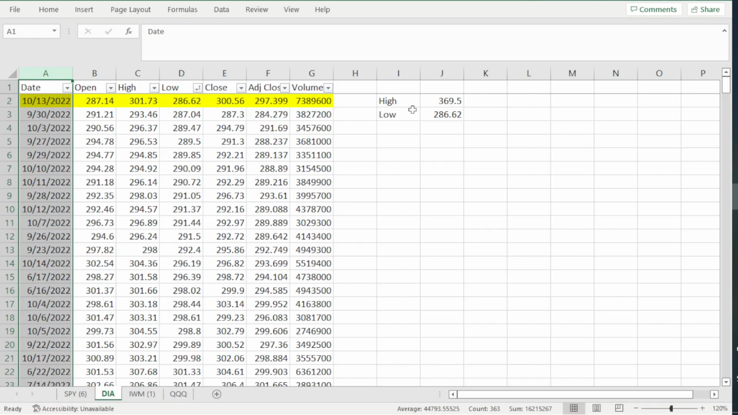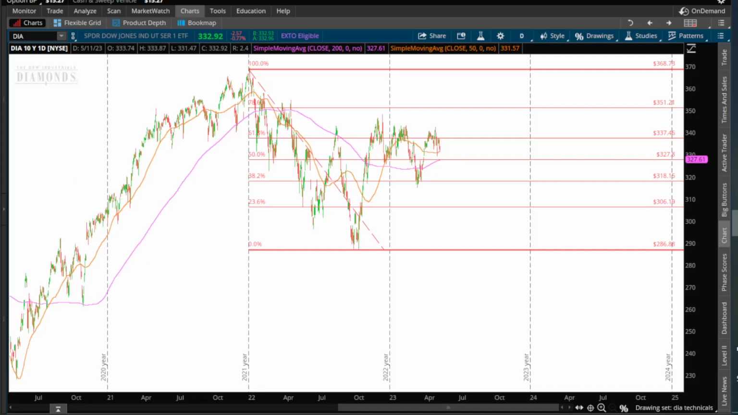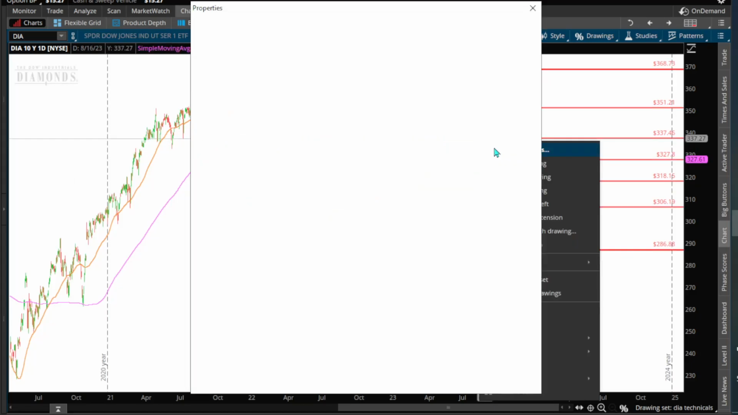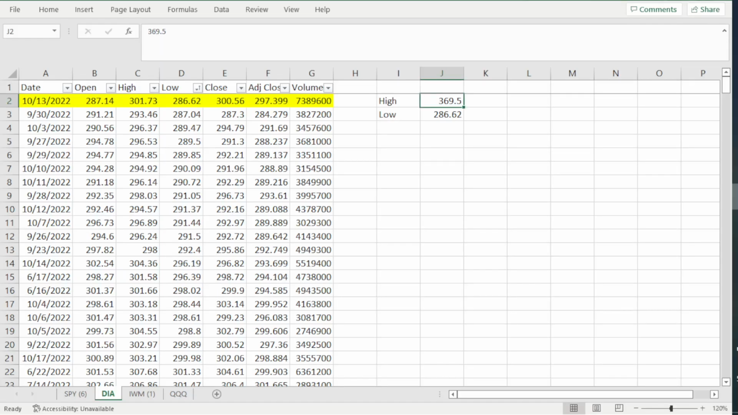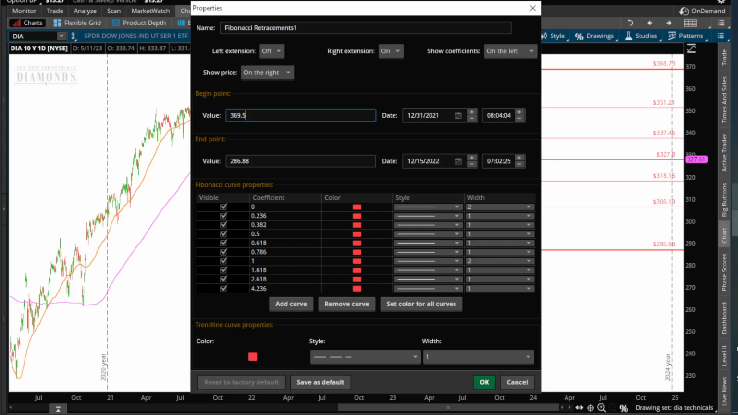So I have that for DIA, that's 369.50 is the high. So let's go ahead and edit that. And then what is the low? The low is 286.62.